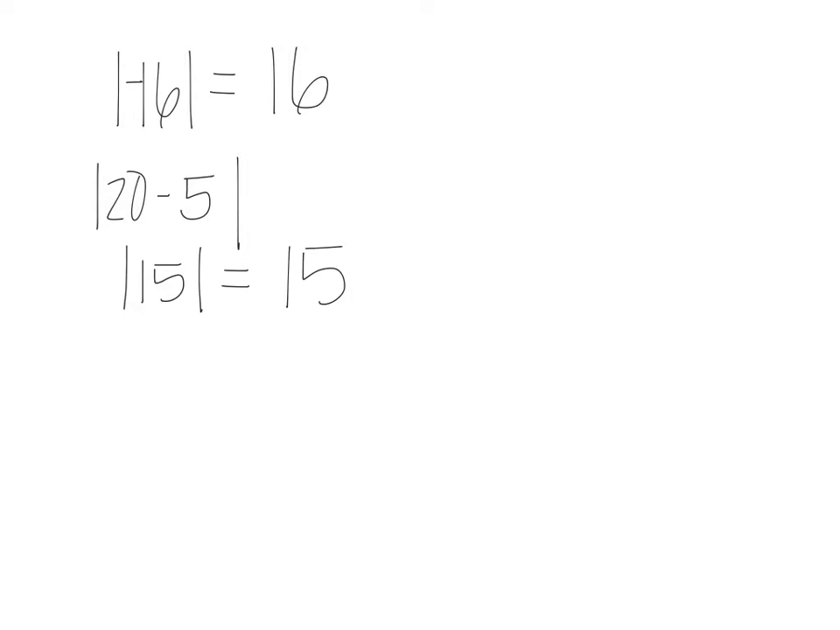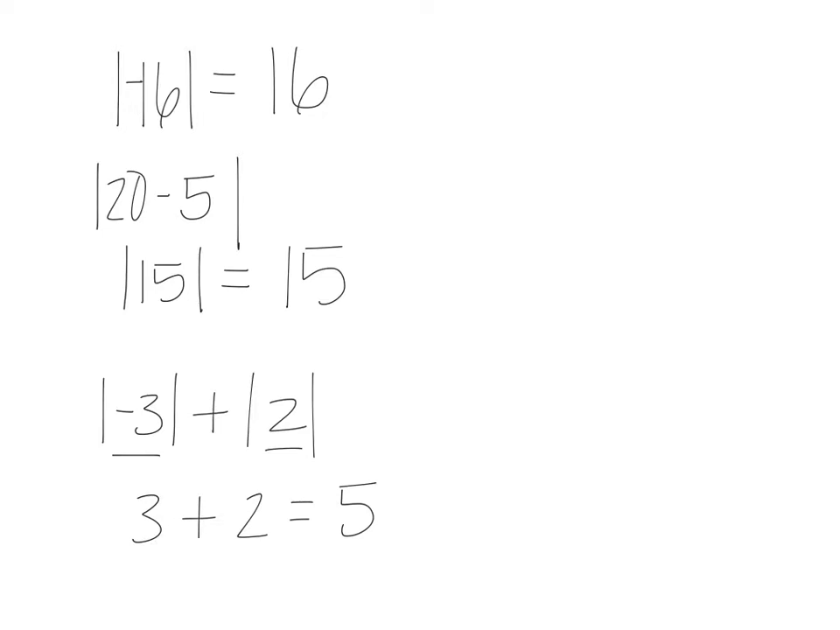All right, you might also see a problem similar to this. So the absolute value of -3 plus the absolute value of 2. Now, before you solve this, let's go ahead and find the absolute value. So the absolute value of -3 is 3. The absolute value of 2 is 2. So 3 plus 2 is 5.